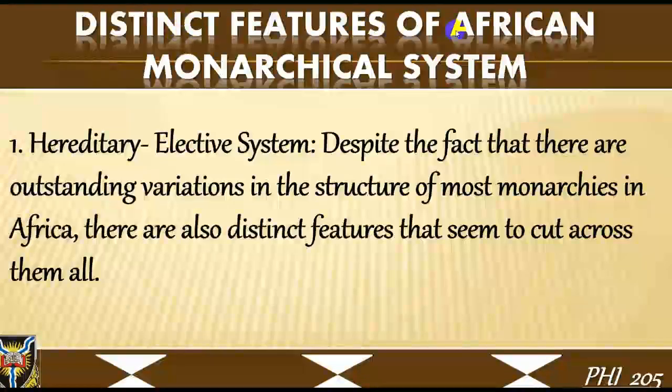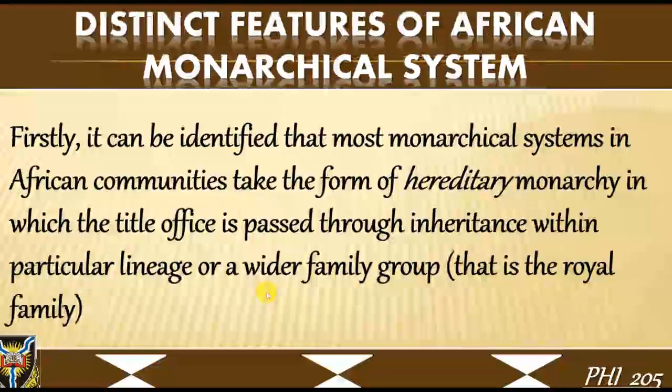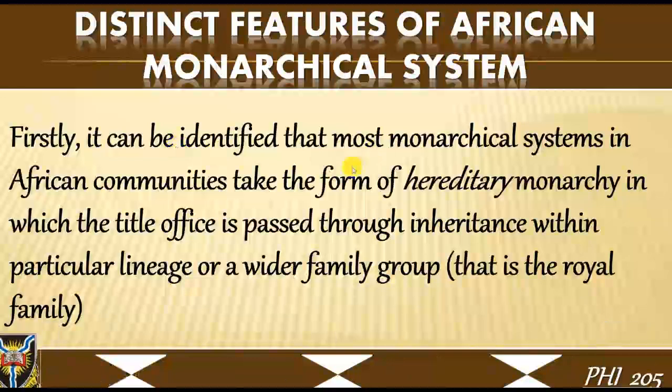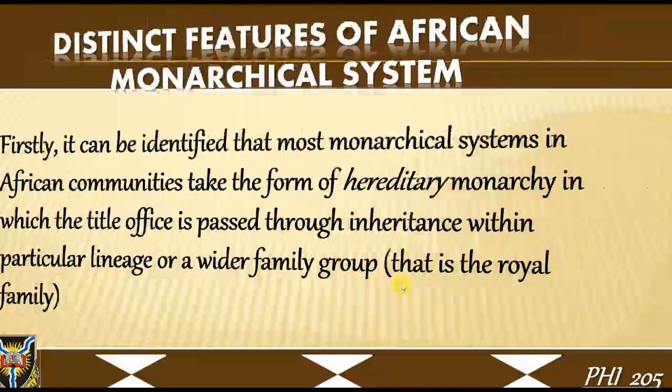Distinct features of African monarchical system. 1. Hereditary elective system. Despite the fact that there are outstanding variations in the structure of most monarchies in Africa, there are also distinct features that seem to cut across them all. Firstly, it can be identified that most monarchical systems in African communities take the form of hereditary monarchy, in which the title office is passed through inheritance within a particular lineage or a wider family group, that is the royal family.